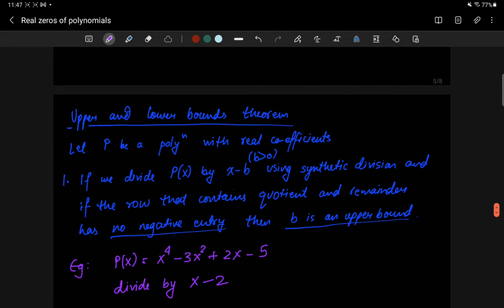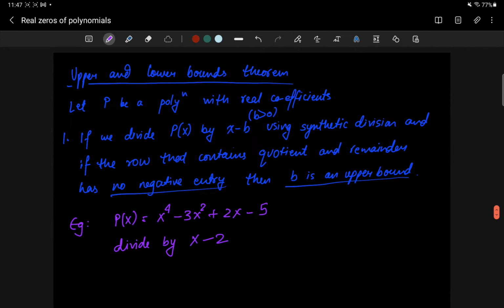The next important result is called the upper and lower bound theorem. It says if p is a polynomial with real coefficients, the first scenario is you take the polynomial and you divide it by x minus b, where b is positive, using synthetic division. And if the row that contains the quotient and remainder has no negative entry, then b is an upper bound.